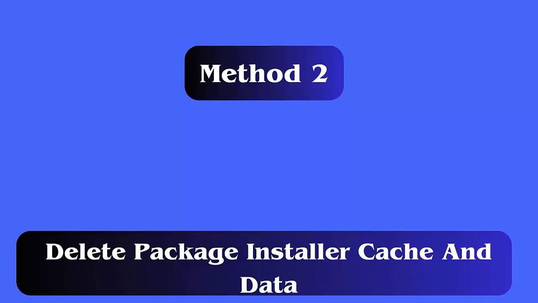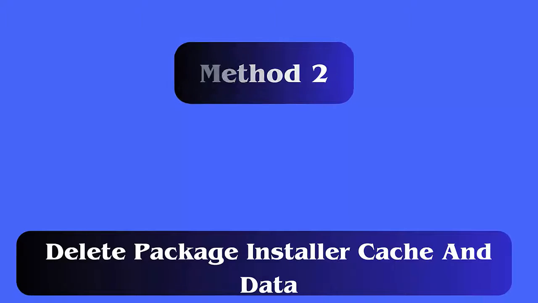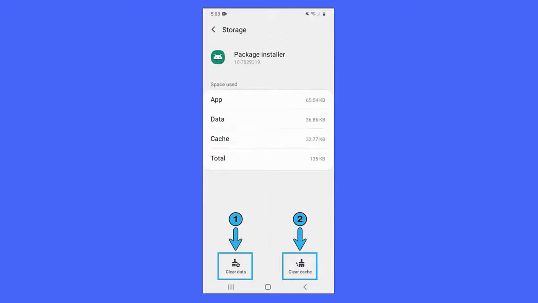Method 2. Delete package installer cache and data. First, open settings, then choose apps, find package installer. Now, choose storage, click on clear cache option. Next, click on clear data option. Finally, check if the error is fixed or not.